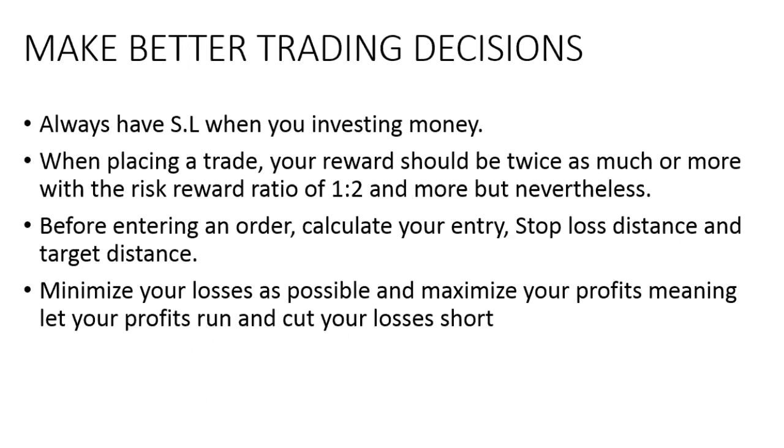And when placing a trade, your reward should be twice as much or more, with a risk-reward ratio of 1:2 and more. Whenever you're taking a trade, your reward should be twice as much as what you are risking, because not all trades will go in your direction. So with a risk reward ratio of 1:2, it's much better to stay profitable, because that's what we're seeking in the financial market. We're seeking profitable consistency, to remain consistently profitable.